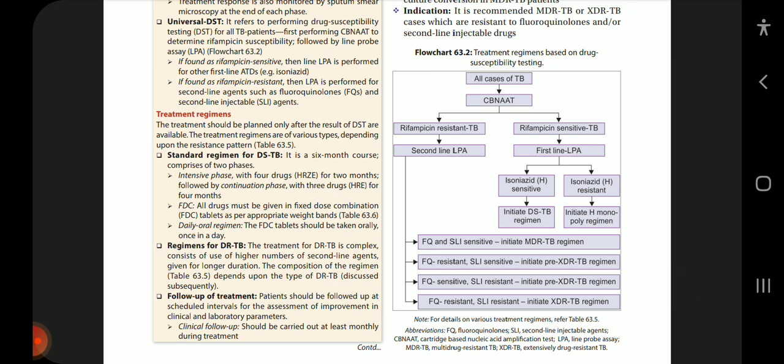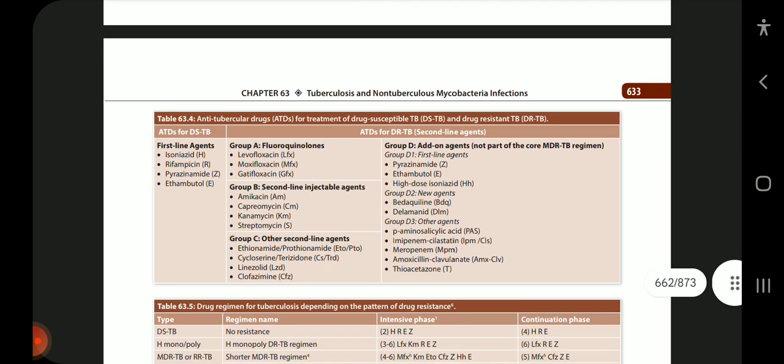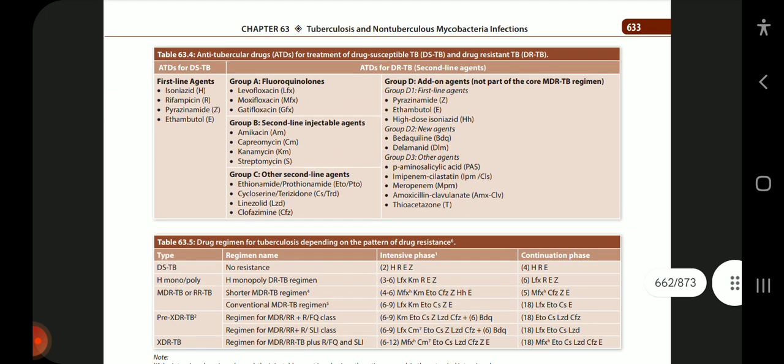In this, FQ stands for fluoroquinolones, SLI is second line injectable, CBNAAT is cartridge based nucleic acid amplification test, LPA is line probe assay, MDR-TB is multi-drug resistant TB, and XDR-TB is extensively drug resistant TB. Now in this table we can see the anti-tubercular drugs used for treatment of drug susceptible TB, DSTB, and drug resistant TB, DRTB. For DSTB, first line agents are isoniazid, rifampicin, pyrazinamide, and ethambutol.